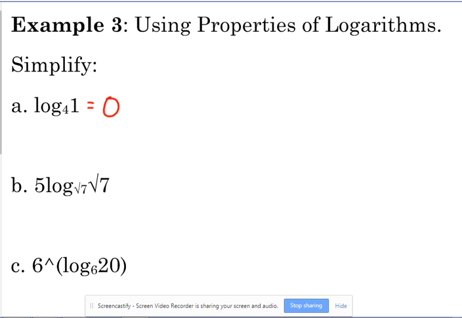All right. B, let's look at that one for a second. 5 times the log base square root of 7 of the square root of 7. Well, just look at the logarithm for a second. Now let's think about that. What would that be equal to?